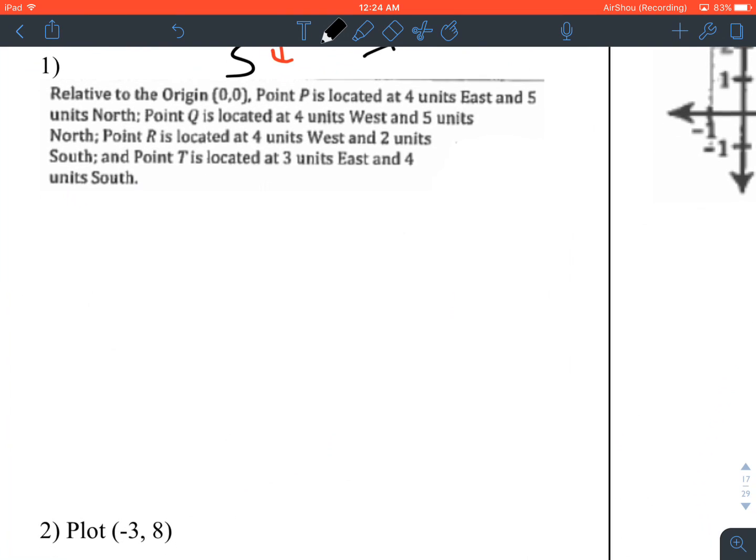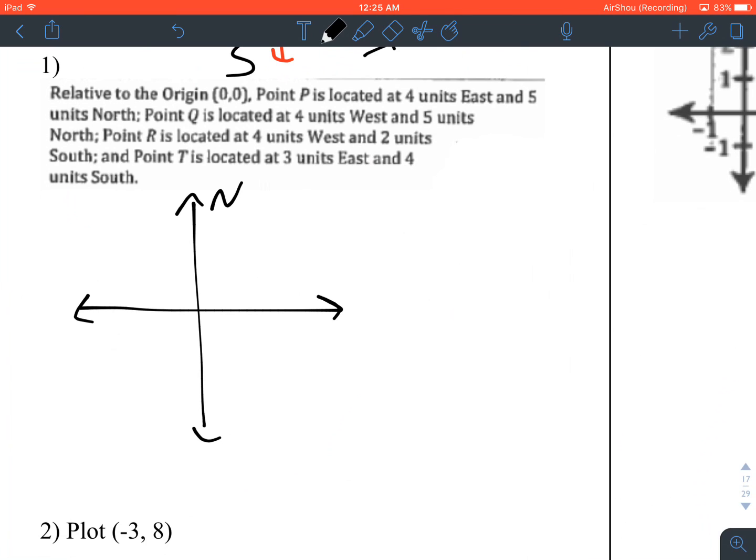Let's look at this example. Relative to the origin, point P is located 4 units east and 5 units north. So let's plot that. So we get a coordinate plane. So north, south, east, west. P is located 4 units east and 5 units north. So 1, 2, 3, 4 east, 1, 2, 3, 4, 5 north, point P.